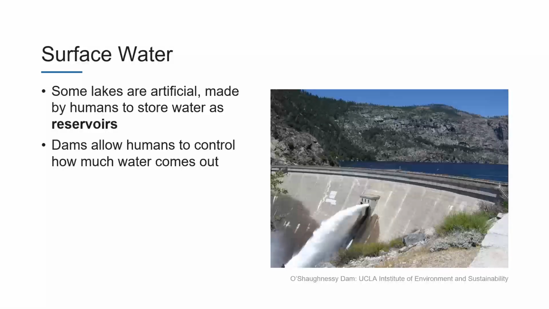Humans built the O'Shaughnessy Dam here in the 1920s and flooded a whole valley in Yosemite. This was actually super controversial back then. But this was ultimately considered important enough to support a growing city like San Francisco. So reservoirs gave us this way to store and manage surface water.